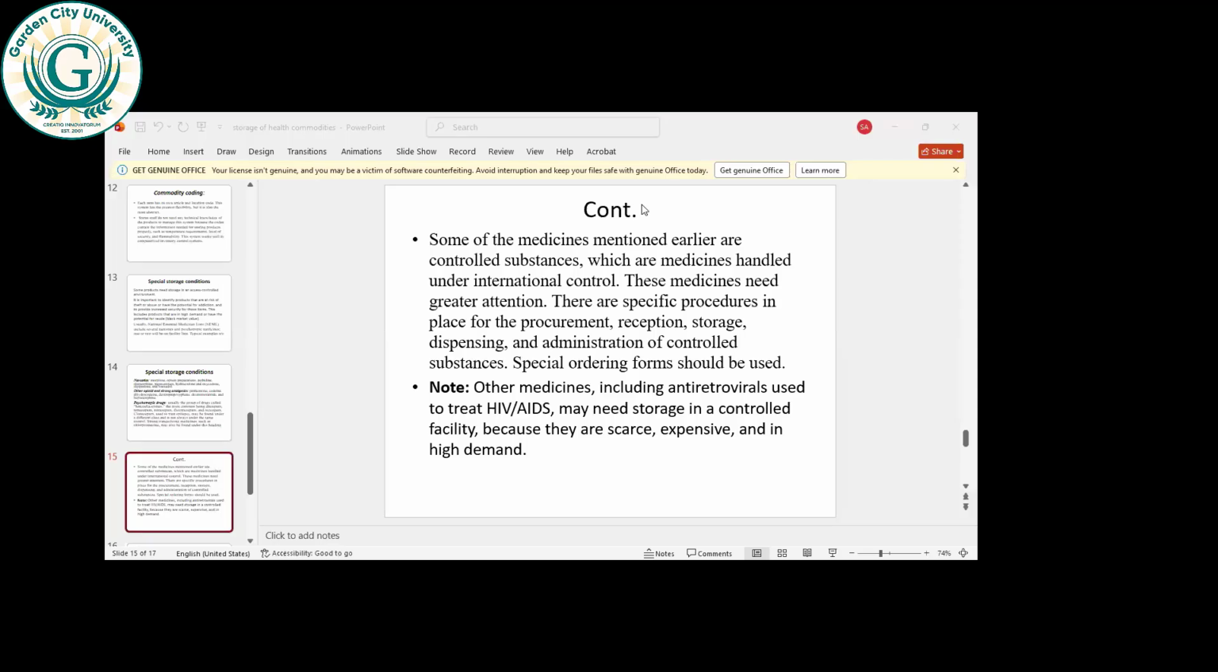So let us look at other medicines. Note other medicines, including antiretrovirals used to treat HIV/AIDS, may need storage in a controlled facility because they are scarce, expensive, and in high demand. But antiretroviral, do we have private facilities or pharmacy shops selling it? I think these are restricted drugs that are sold by only the government. They are not even sold, it's given to people for free.